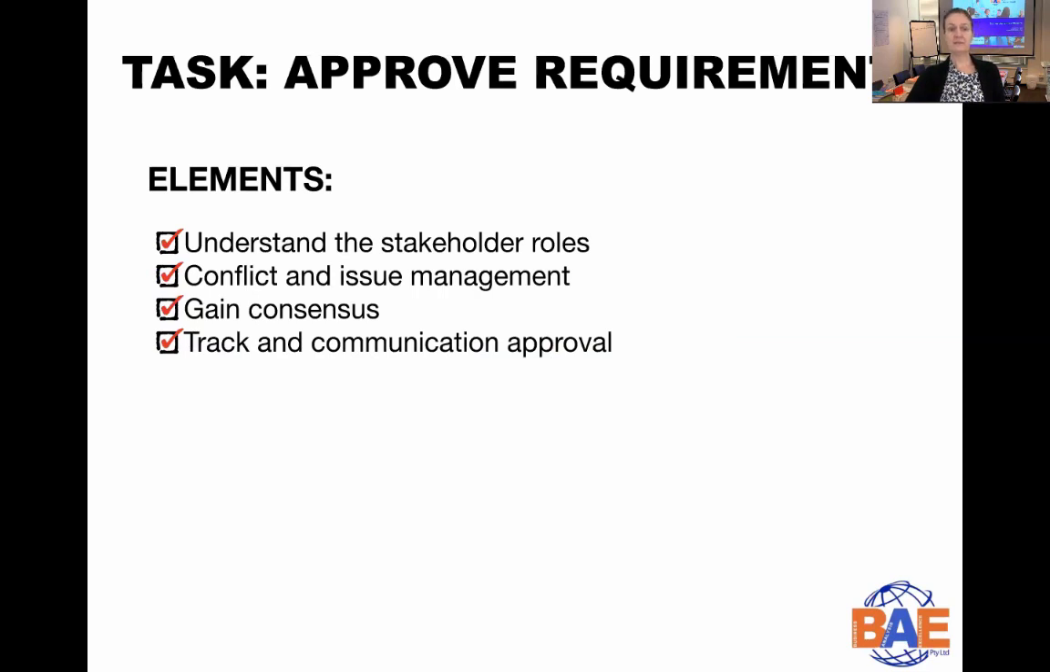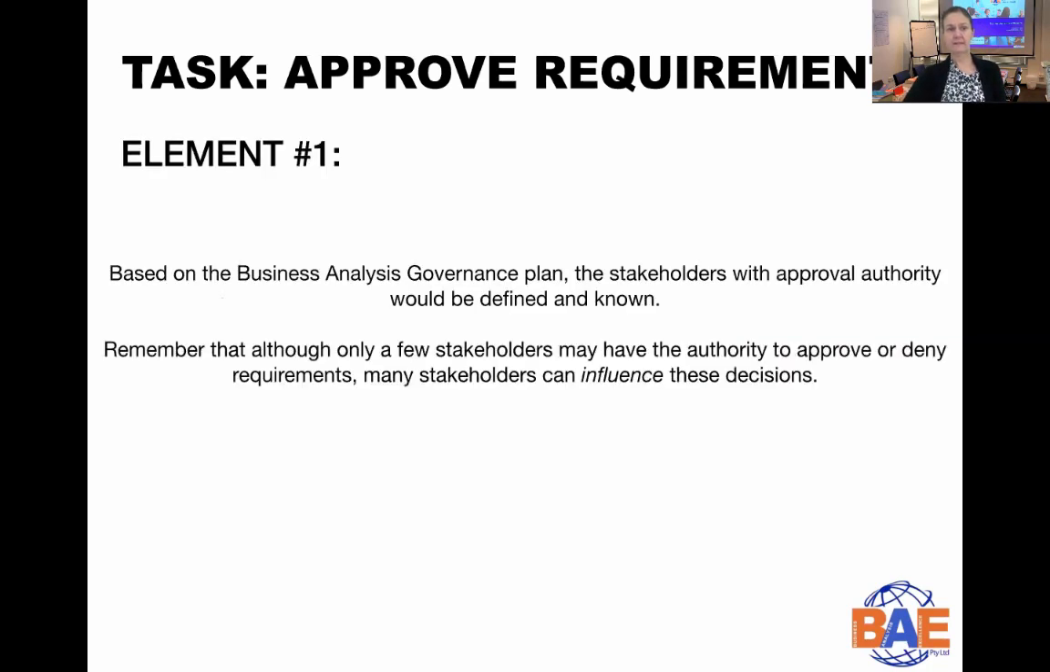The elements of this are: you need to understand the stakeholder roles, you need to have a process for conflict and issue management, gain consensus, and track and communicate approval. The first element is understanding stakeholder roles. Here it's about referring back to your business analysis governance plan and understanding who the stakeholders are that have been identified as the approvers of your particular requirements.